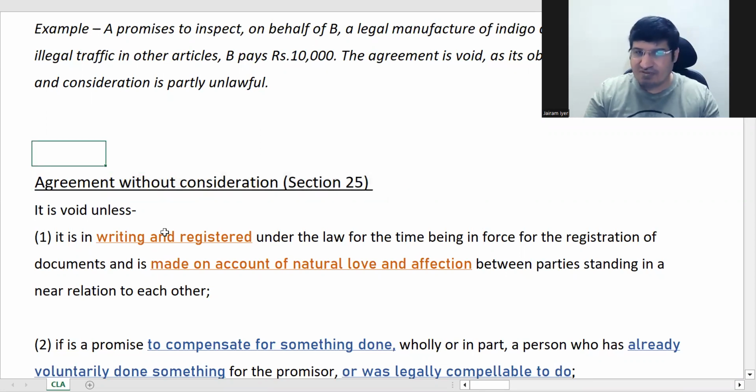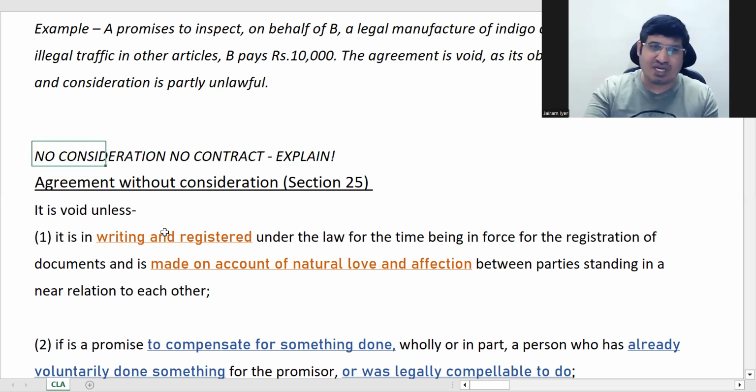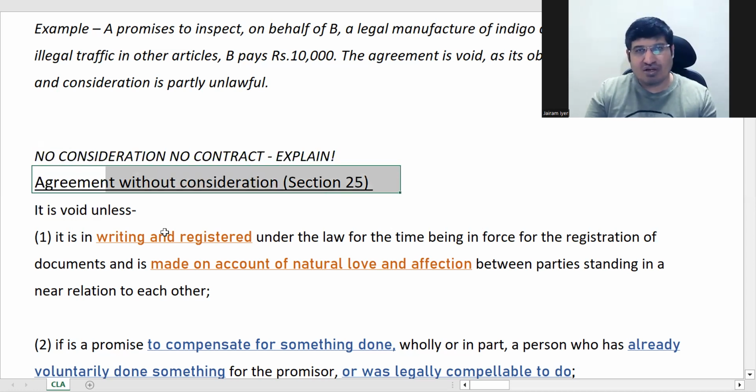We will see when we go ahead. There is another phrase called no consideration, no contract. It's asked also several times. No consideration, no contract. Okay, explain. So we'll see this. Fine. So agreement without consideration is void. That's what we have seen here.